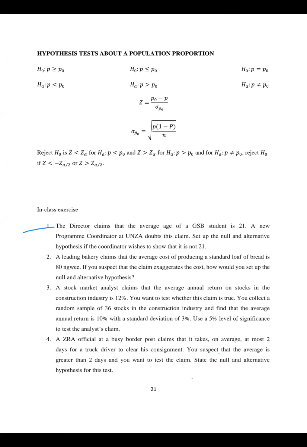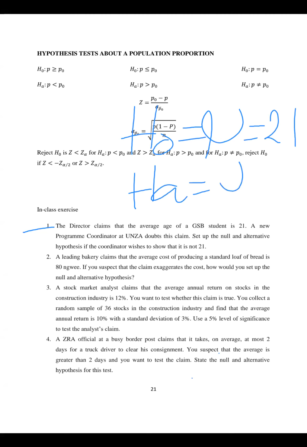21? So the null hypothesis, we already know, is mu equal to 21. This is the existing claim. Then the alternative hypothesis will be the opposite, meaning mu is not equal to 21.